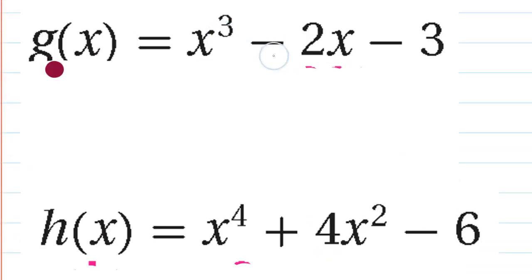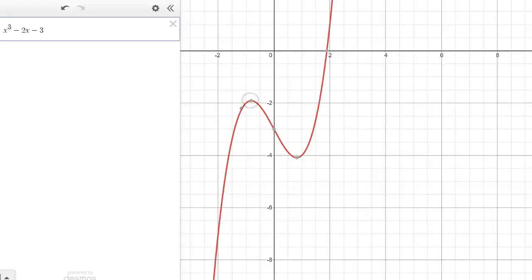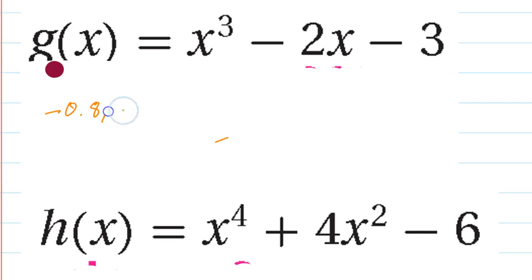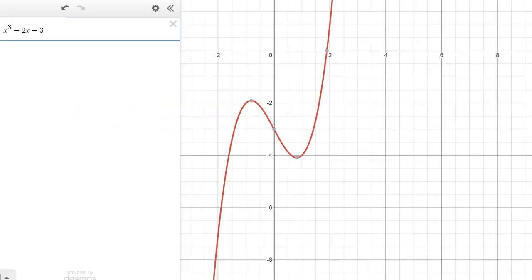Here's another one, x cubed minus 2x minus 3. Simply go over to Desmos, click on the graph, and it'll tell you your maximum at negative 0.8 and your minimum over here at a positive 0.8. So we had negative 0.8, negative 1.9. And the minimum is down here at positive 0.8, negative 4.08. We'll round it to 4.1.